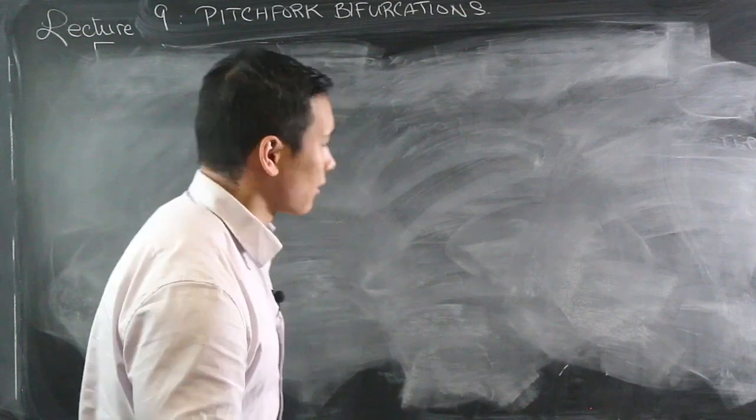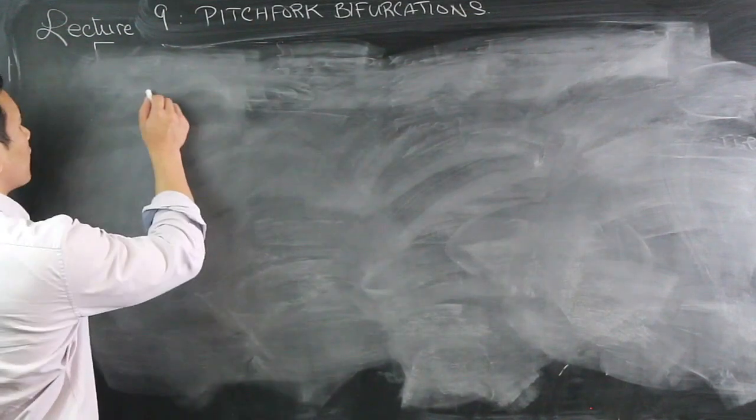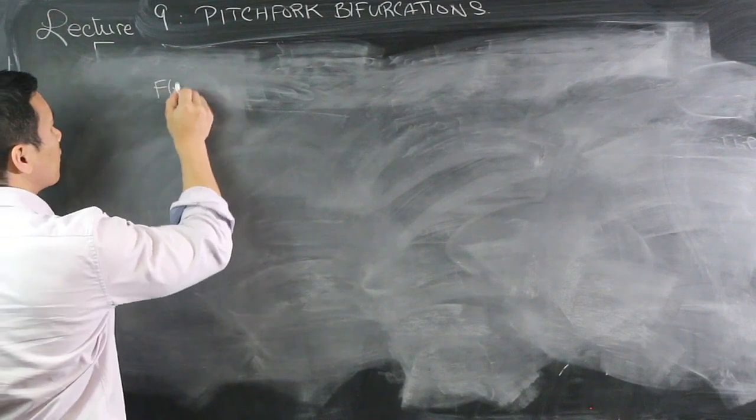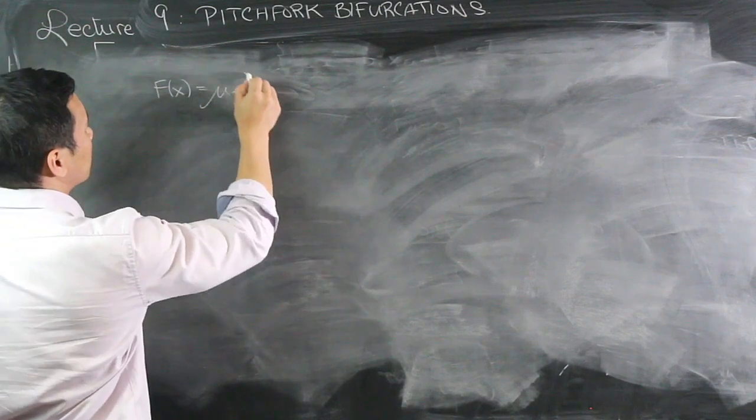Okay. So this was a question where you had f of x equal to mu times e to the x.